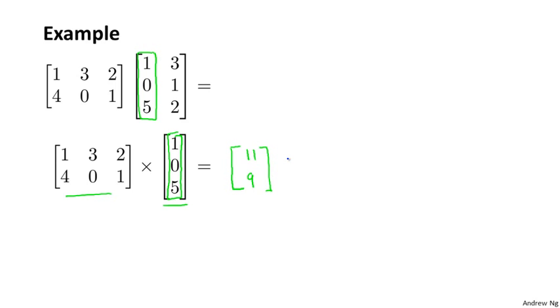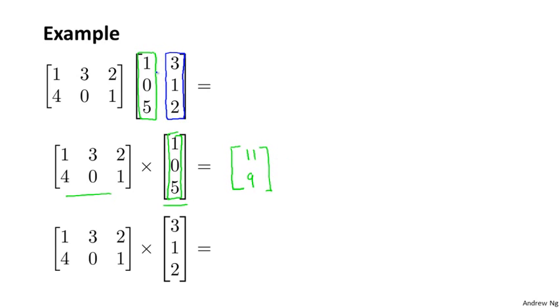Then the second thing I'm going to do is pull out the second column of the matrix on the right, and take the matrix on the left and multiply it by that second column. Again, this is a matrix-vector multiplication step, which you saw in the previous video, and if you multiply this matrix and this vector, you get 10, 14. By the way, if you want to practice your matrix-vector multiplication, feel free to pause the video and check this product yourself.